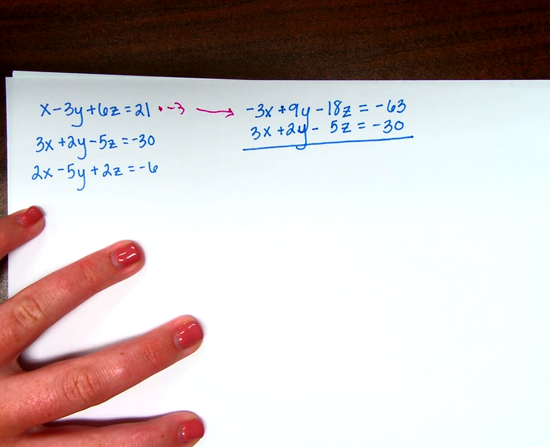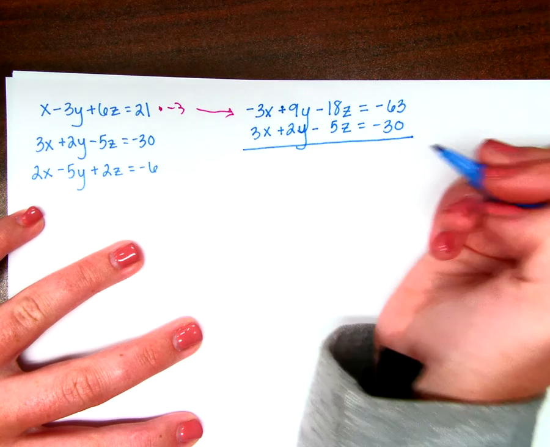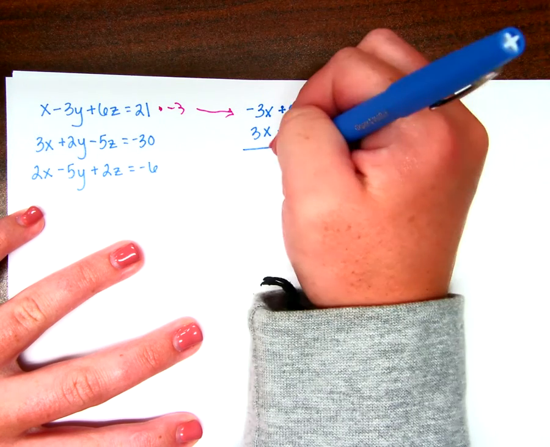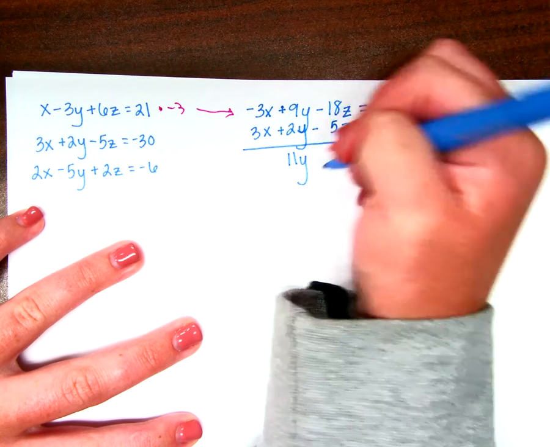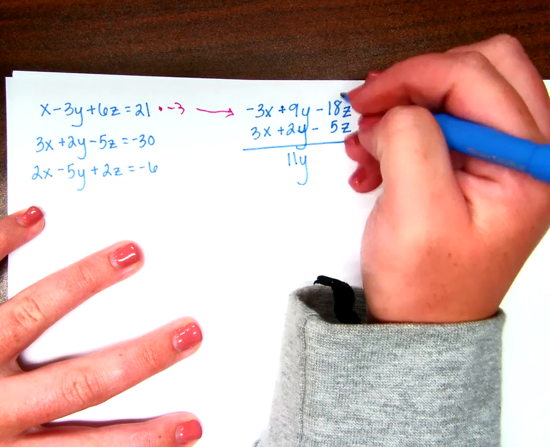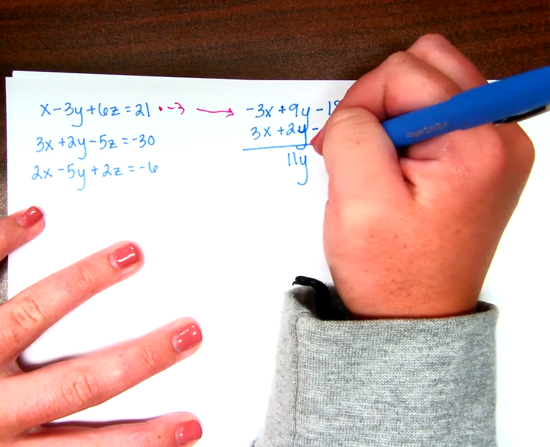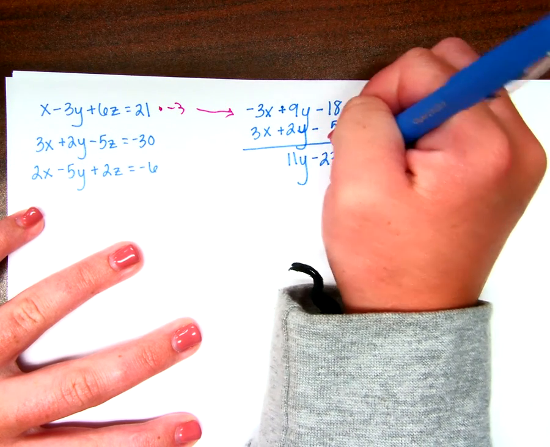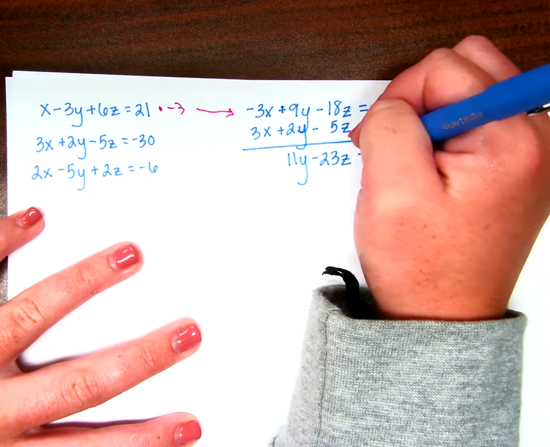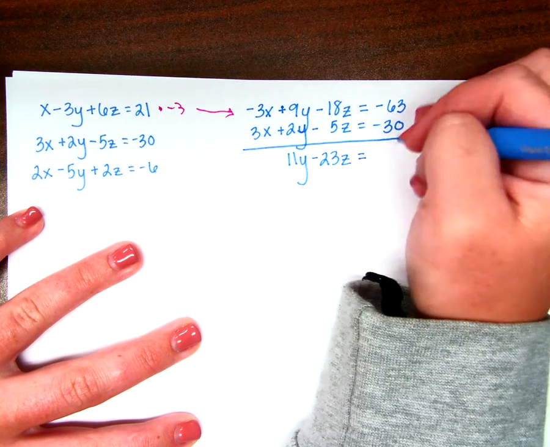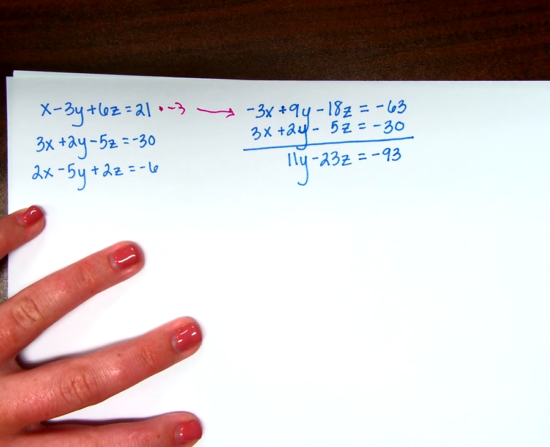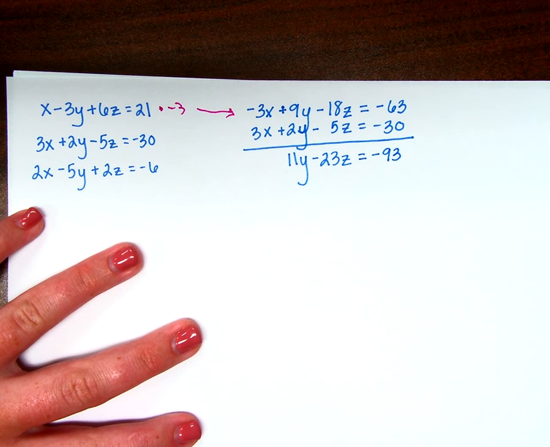-3x and +3x? 0, right? 9 and 2? 9y, 2y? 11y. -18z and -5z? -23. -23z, good. And -63 and -30? -93, good. Now, this is the hardest part for some people.